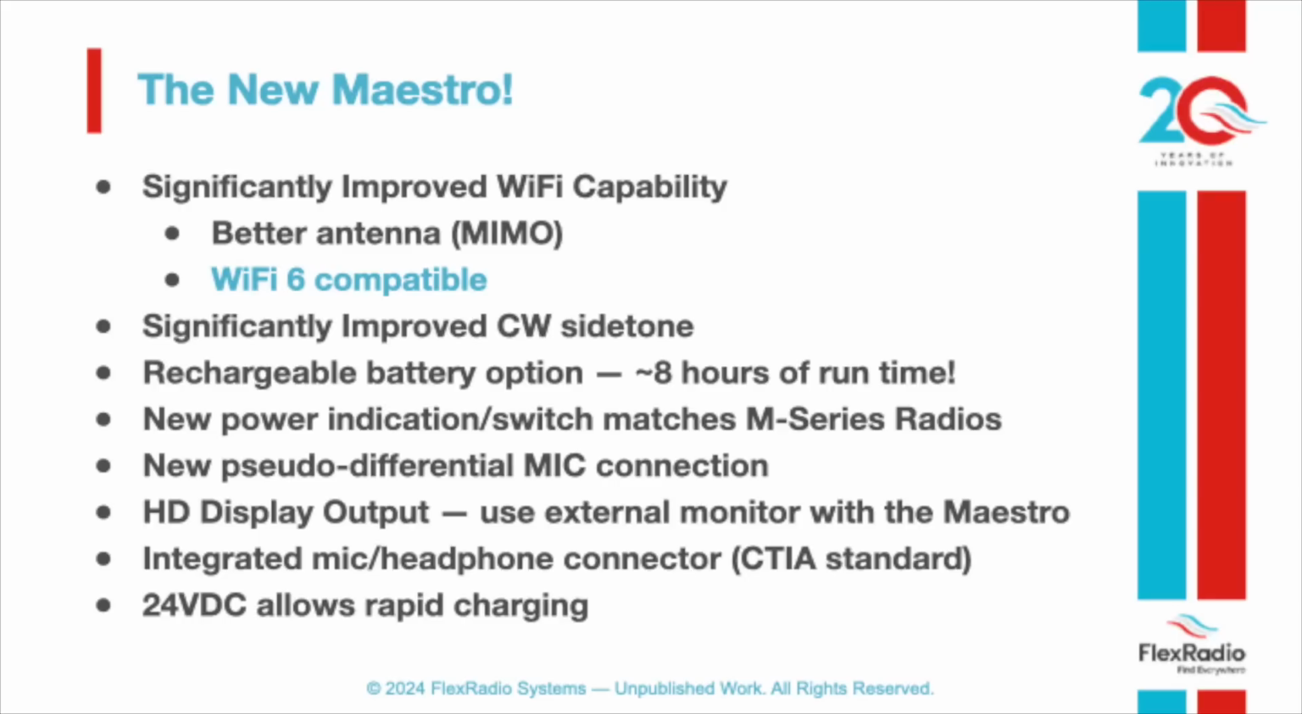Okay. All right, so talk now about the new Maestro that we have. We've done 2 versions of the Maestro before, so this is the 3rd rendition of it, and here's some of the things that we've added to this one. We added improved Wi-Fi capability, so we have MIMO antennas in it. It is now compatible with Wi-Fi 6, which came out, I think, last year. We've improved the CW side tone. It was, frankly, a little raspy in the A and B version, so it's much better.